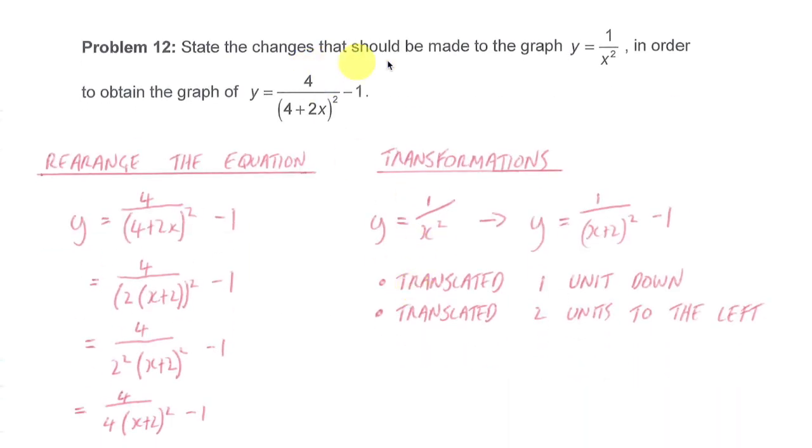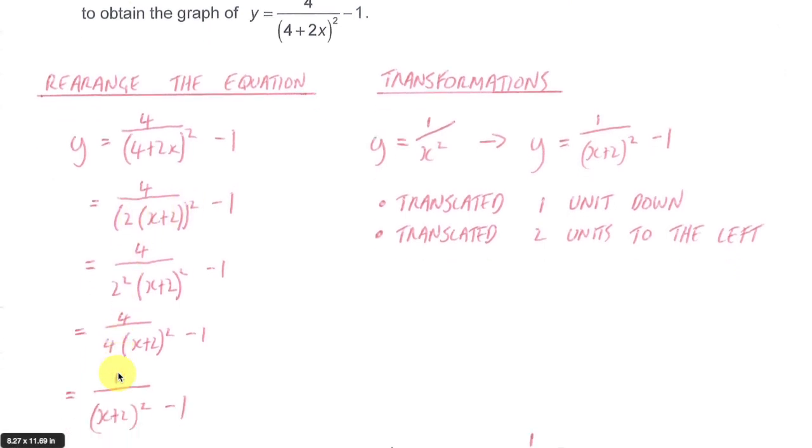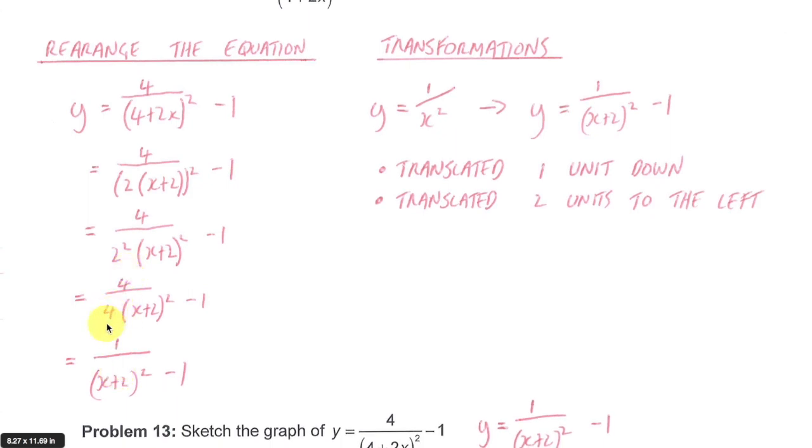State the changes that should be made to the graph in order to obtain this. So in my first move, what I'm going to do is get it into the standard format that I'm used to for a truncus. So you can see what's common here is a 2. It's starting from there, so I've brought out the 2. Now, of course, everything needs to be squared. The x plus 2 is squared, but so too is the 2. So that becomes 4. And now the 4s cancel out to give me this. So I'm going to be working with this one.